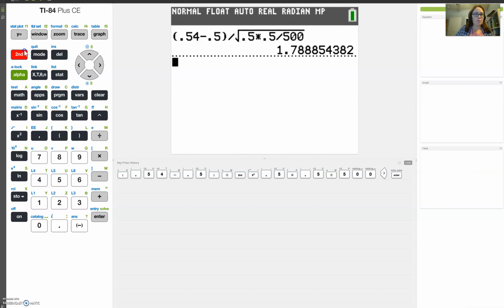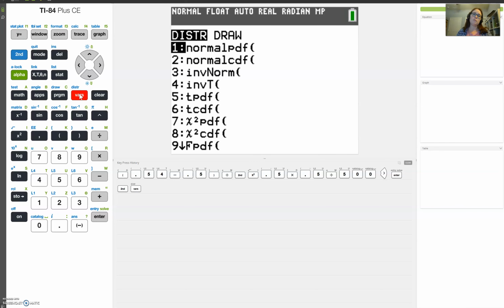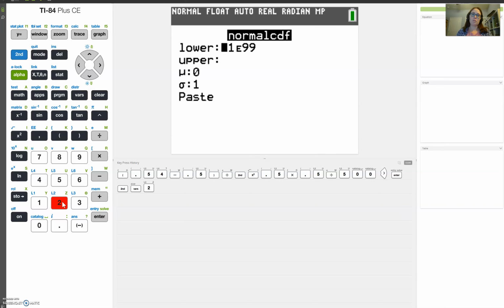Okay, so we're going to go second distribution to get to our list of distributions. And number 2 on this list is the normal CDF. And so that right tail means that we were starting at our z-score, which was 1.789. And then I'm just going to go to some ridiculously large number as the upper limit. So say 10,000 is definitely way out of the ballpark. This is the standard normal curve, so the mean is 0 and the standard deviation is 1. And then I'm going to paste.